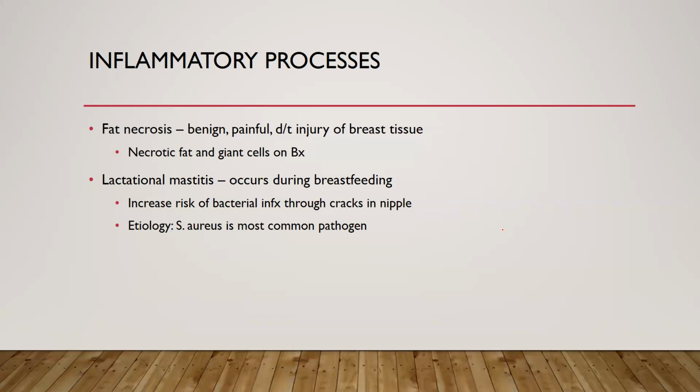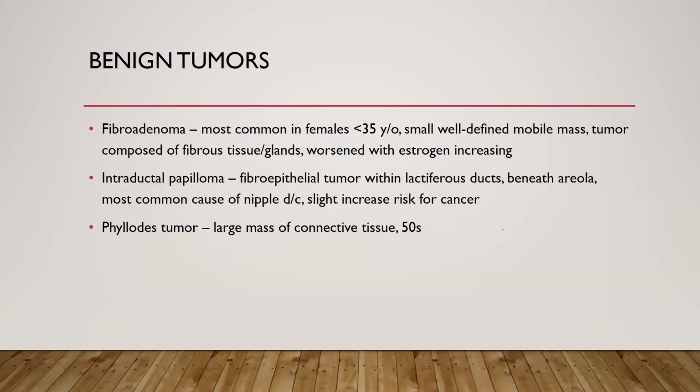Fat necrosis, benign, painful due to injury of breast tissue. You'll see necrotic fat tissue and giant cells on biopsy. Obviously not great. Okay, tumors. These are the benign tumors of the breast tissue. The one that's the most important is fibroadenoma.